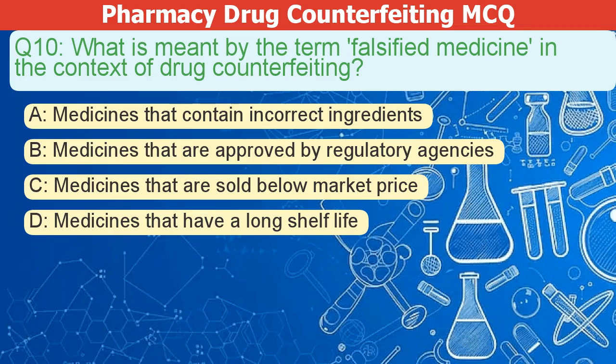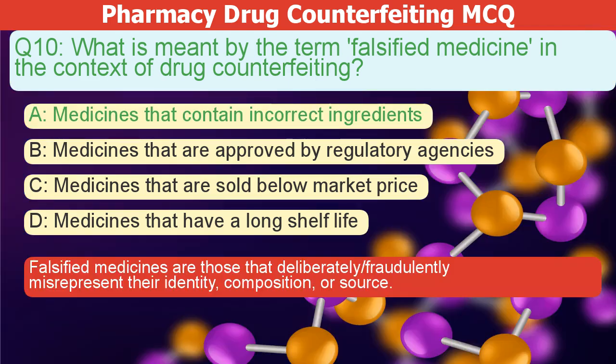What is meant by the term falsified medicine in the context of drug counterfeiting? A. Medicines that contain incorrect ingredients. B. Medicines that are approved by regulatory agencies. C. Medicines that are sold below market price. D. Medicines that have a long shelf life. The correct answer is A. Falsified medicines are those that deliberately or fraudulently misrepresent their identity, composition, or source.